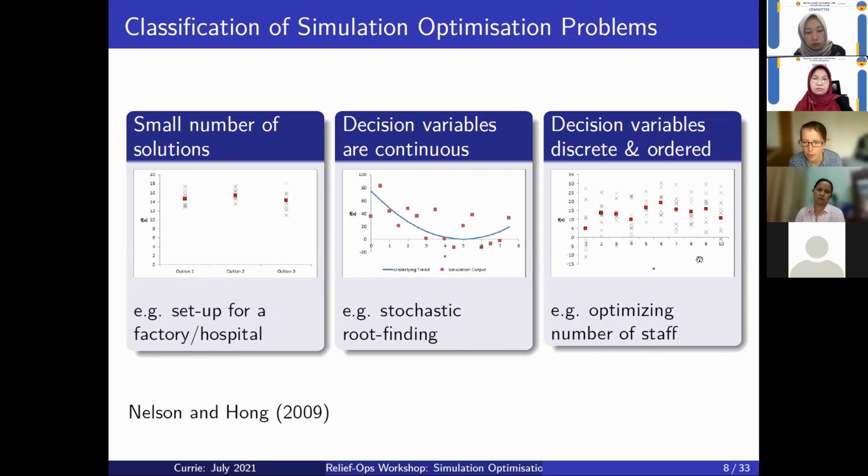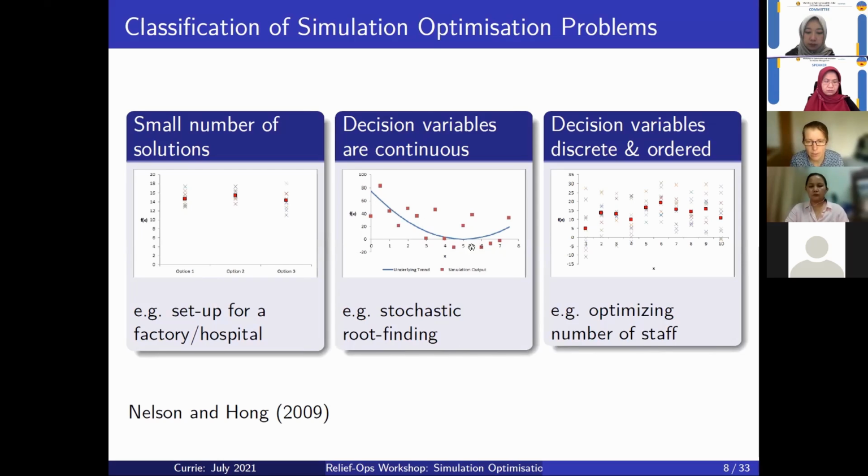I've put the plot on the 3rd class, but actually if there's no kind of link between the different options 1 to 10 and your simulation model is fast enough to be able to run with each of these different setups for the system, then that could also be counted as a ranking and selection problem. So here we have a small number of solutions and they're discrete and there's no kind of obvious link between them. The second option is where your decision variables are continuous. And so, as I mentioned before, something that we would call stochastic root finding.